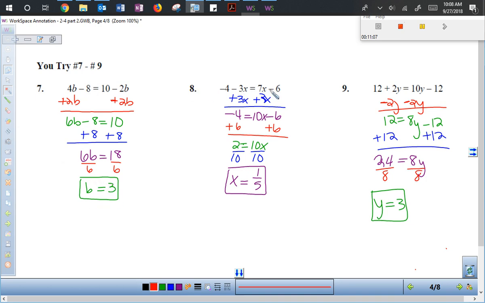On number 8, we ended up with an answer of 1/5. Now, I don't want decimals. I want you to leave it as a fraction. 2 over 10 simplifies to 1 over 5. And on number 9, we get a result of y equals 3.